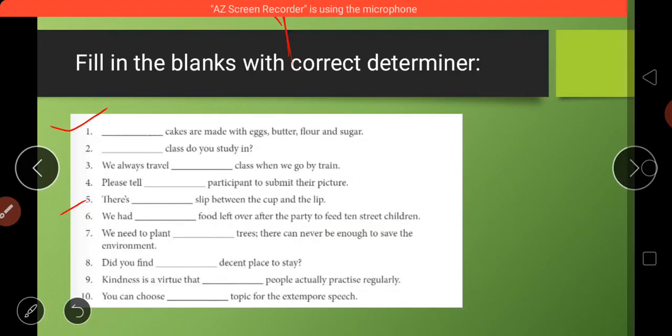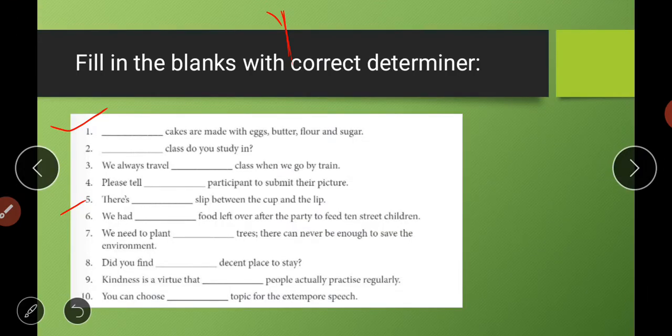So yes students, we were talking about the fifth one. The answer to the fifth is, there is many a slip between the cup and the lip. So this is a sentence. Then sixth is, we had dash food left over after the party to feed 10 street children. We had enough food left over after the party to feed 10 street children, that is, we had a sufficient amount of food left after the party.